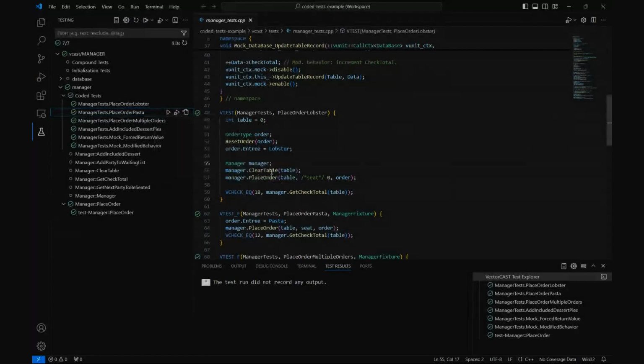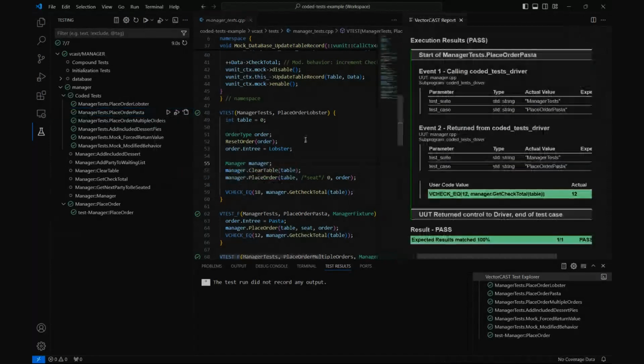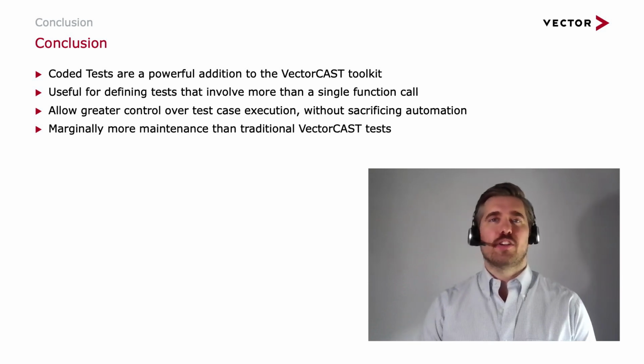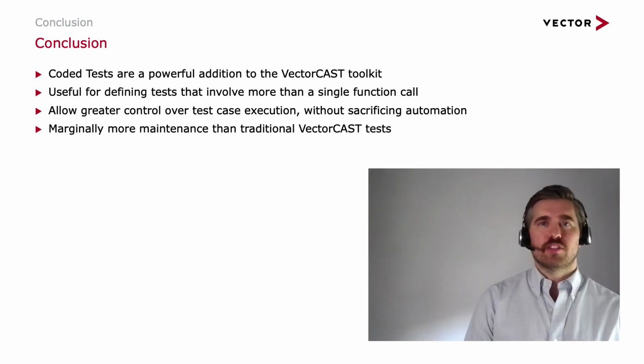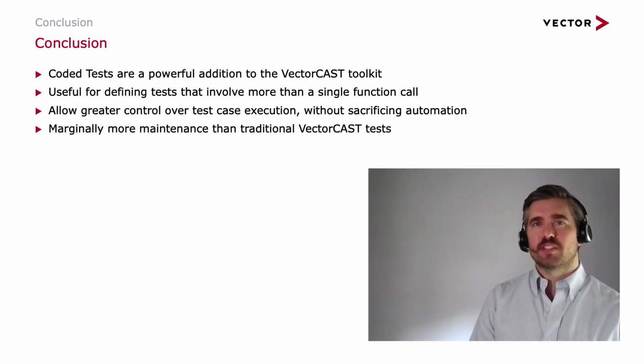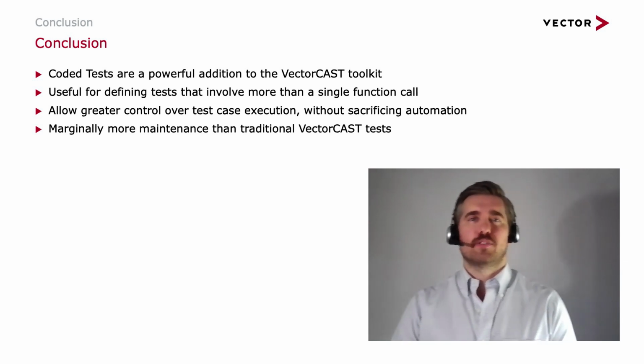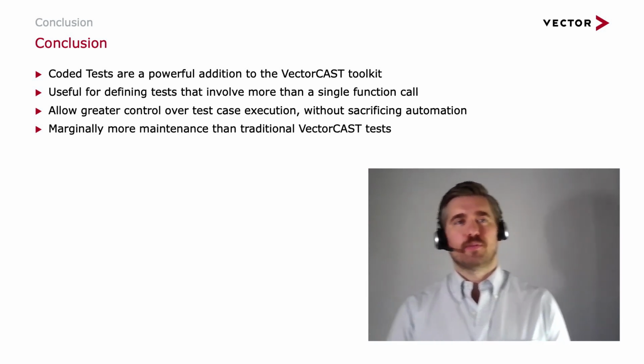So this is one example of how we've enabled the coded test feature to work with existing VectorCAST products and alongside traditional parameter tree based testing. So in summary, coded tests are a powerful addition to the VectorCAST toolkit. They provide a new and powerful way to write your unit tests for VectorCAST C++ while still being operational with the existing parameter tree workflow.